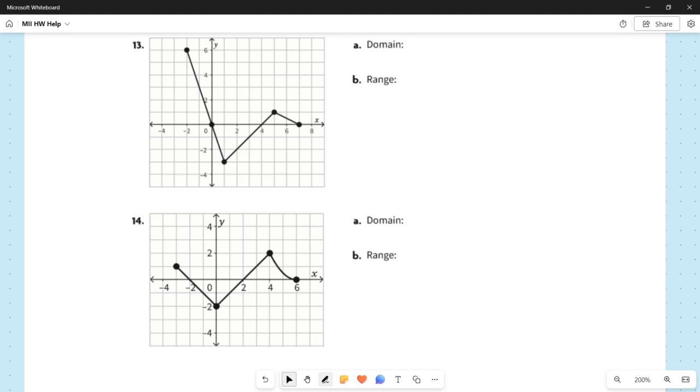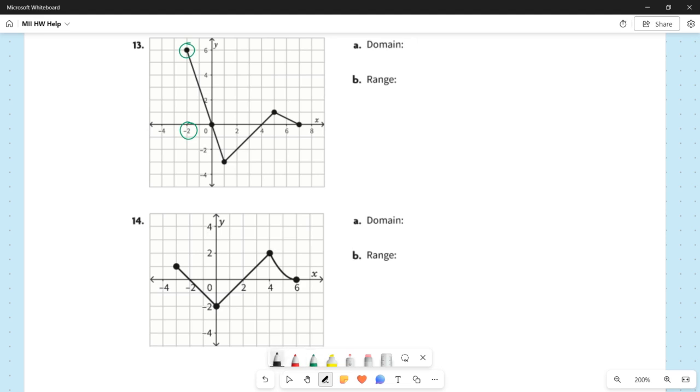So we have a continuous function here. Because of that, we're going to be able to use interval notation, like the directions say, to say what's our lower bound, what's our upper bound, and it's going to include all of the numbers between them as well. So for the domain, we're going to focus on the x's. The lowest x value that I see on this graph is negative 2, which is that point right there.